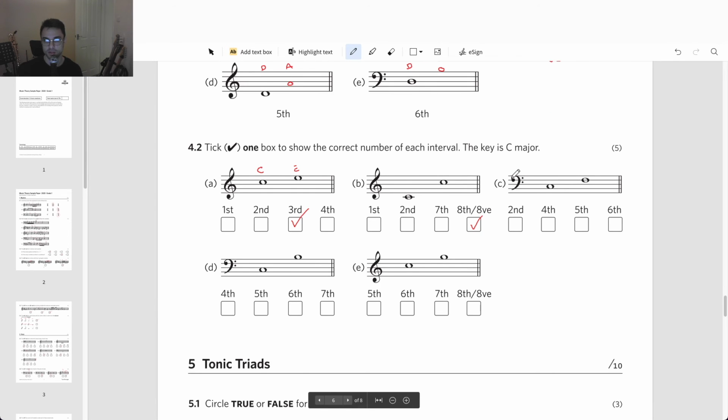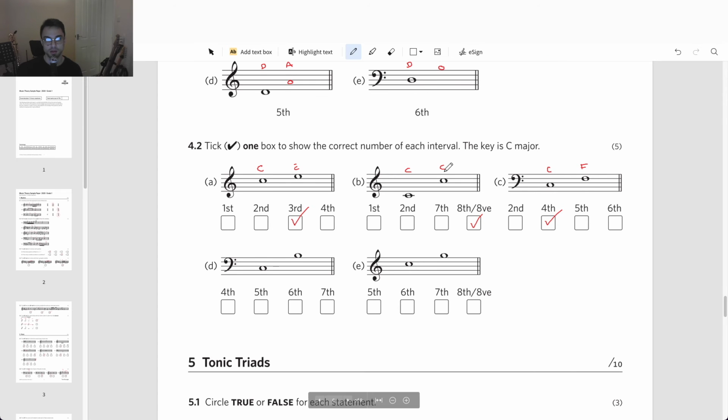Right, what is this? Bass clef. In the bass clef, that is a C. So we're counting up the scale. C, D, E, F. 1, 2, 3, fourth. And let's write the notes up here. C, C, there we go.